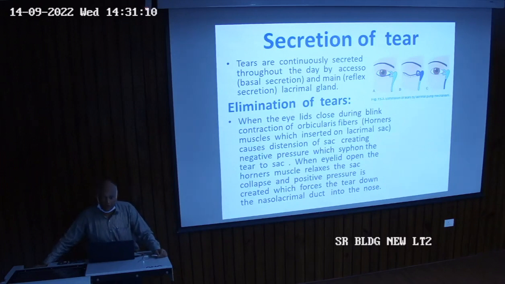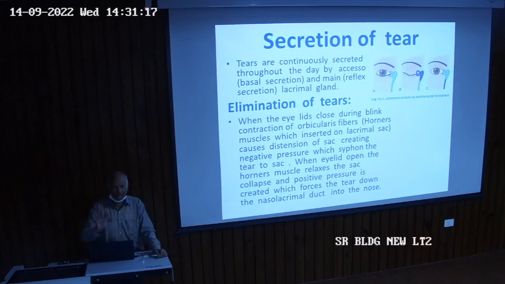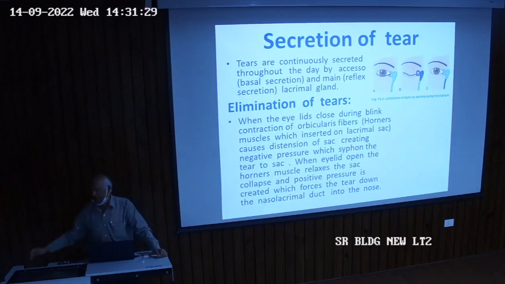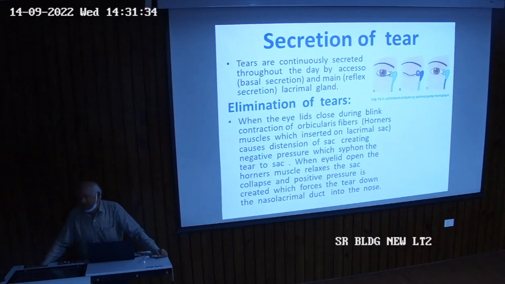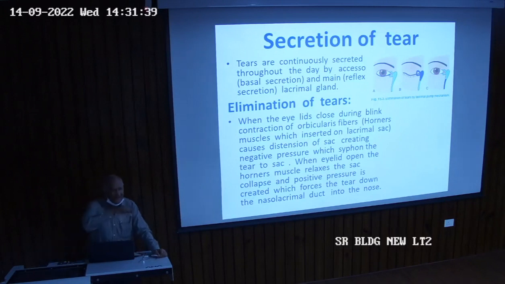Whenever we open, the ulnar muscle relaxes and goes back to the primary position, and it presses the sac so that a positive pressure is created. It propels the aqueous down from the lower part. That is the mechanism of tear secretion, closing and opening. Closing is a siphon-like action that fills up the tear, and opening, with the pressure, propels it down.